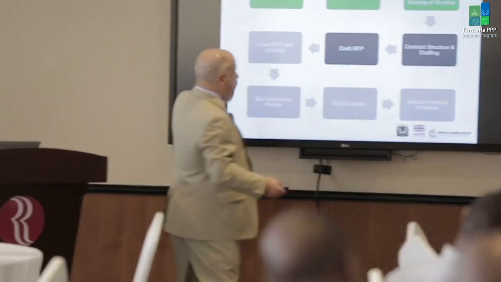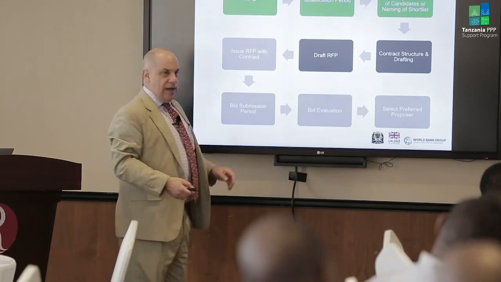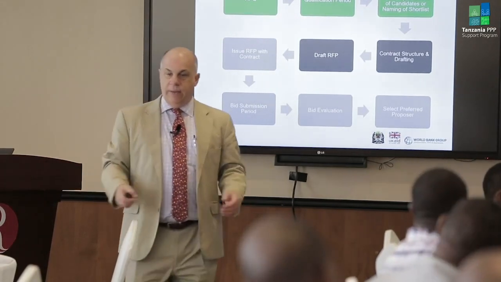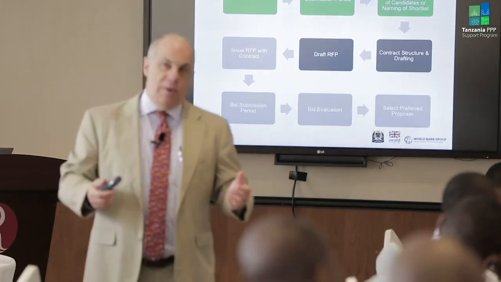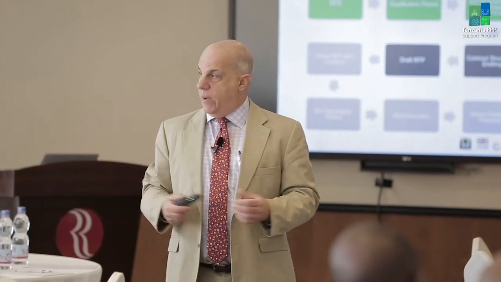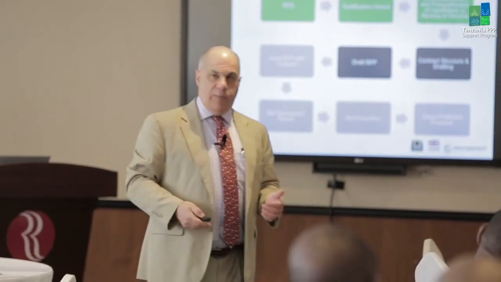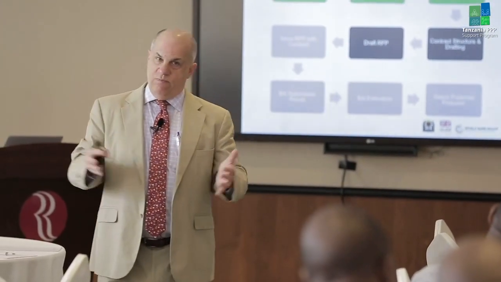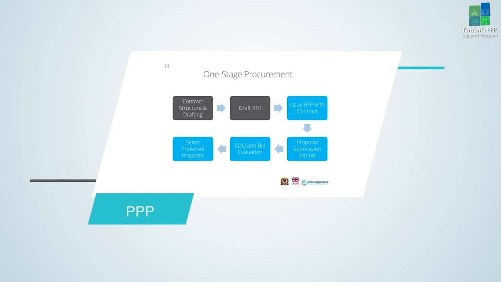So we have the RFP issued with the draft contract. It takes time. The time could be anywhere from 60 days, 2 months, to 3 months to respond to that RFP. We evaluate it and we select the preferred proposer. That's, in a nutshell, on one PowerPoint slide, what goes on in 2-stage procurement. I said sometimes you could do it really in what we call 1 stage.